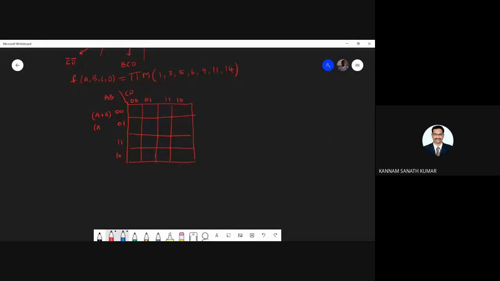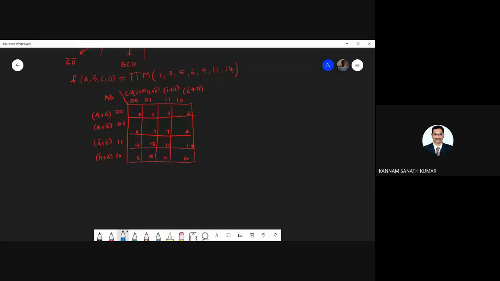Okay, so here this is A plus B bar, this is A bar plus B bar, and this is nothing but A bar plus B. Okay, and next here C plus D, C plus D bar, C bar plus D bar, and C bar plus D. Okay, so 0, 1, 2, 3, 4, 5, 6, 7, 8, 9, 10, 11, 12, 13, 14, and 15. Okay. So here you need to write those values.